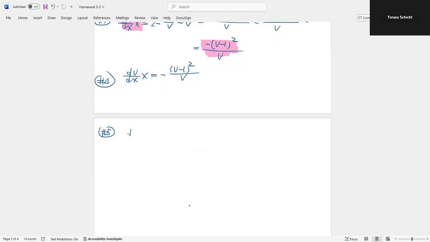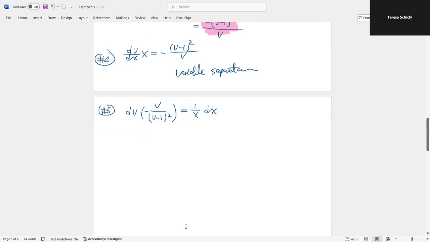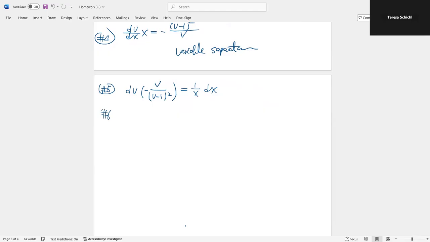So move the dv all to here. So I can say v over negative v minus 1 squared dv is equal to, then move the x over, 1 over x dx. You see, from here to here I'm finally able to use variable separation after two substitutions, right? So now we can integrate. Number 6 here is integrate both sides. I can integrate both sides because I did the variable separation. That's the whole thing I wanted to do, right?